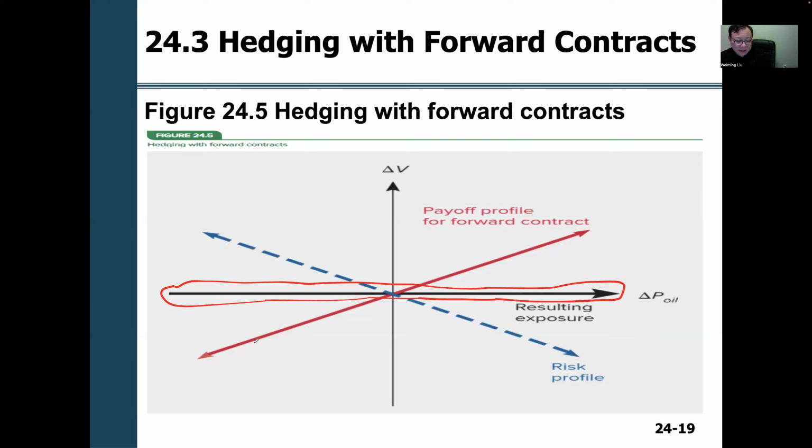So you can see the red line is the payoff, right? The more the price increases, the higher the payoff, right? Because essentially the amount of payoff actually offsets the amount of loss if there were no forward contract. So basically, if you think about the horizontal black line, it is like a mirror surface. The dashed blue line and the red line, they are mirrored, right? They are mirrored along the horizontal axis, right?